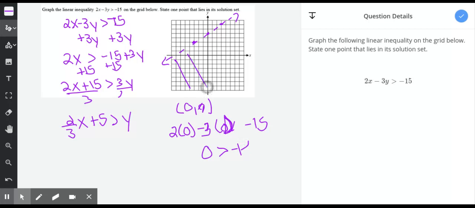So I want to shade towards 0, 0. And I write my inequality down there. So it's 2x minus 3y is greater than negative 15. Oh, and then state one point that lies in the solution set. So I can state 0, 0. You could pick any point down here in that shaded area.